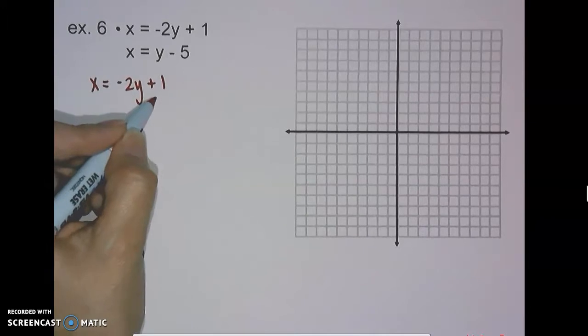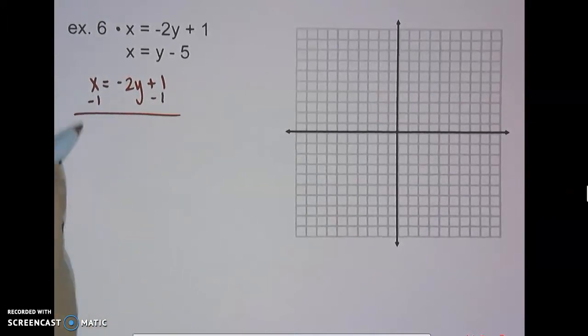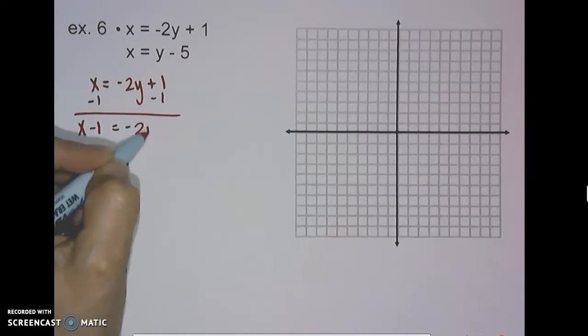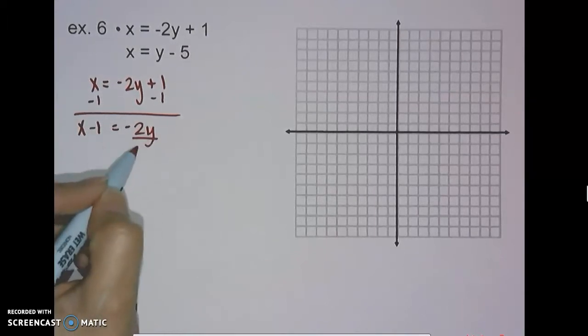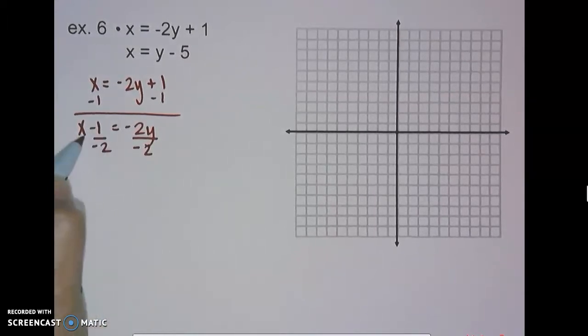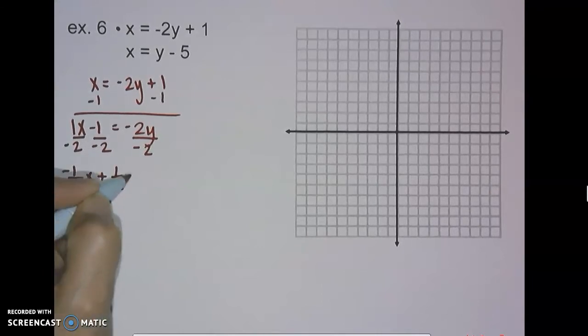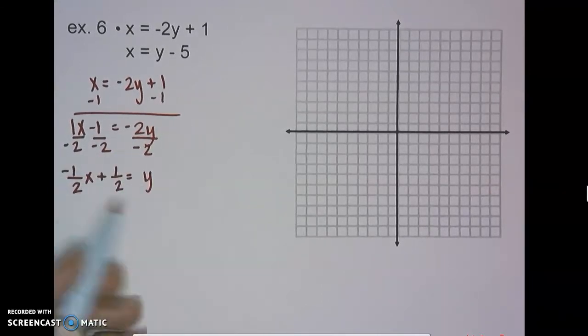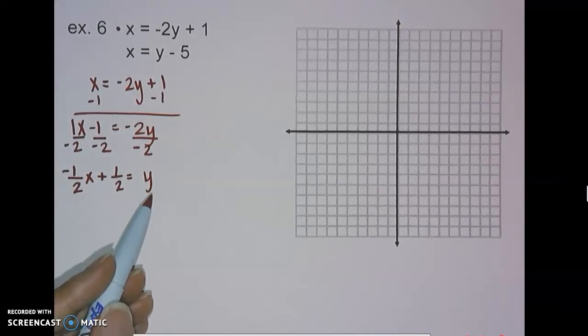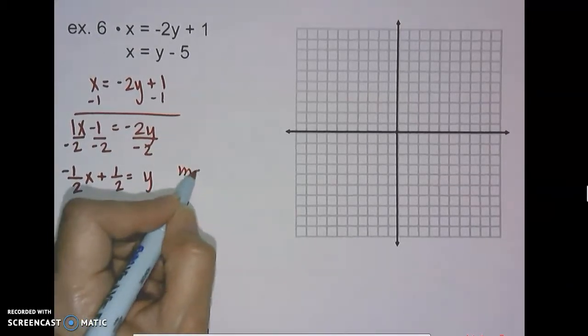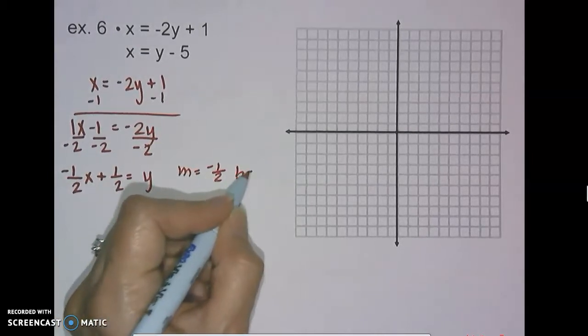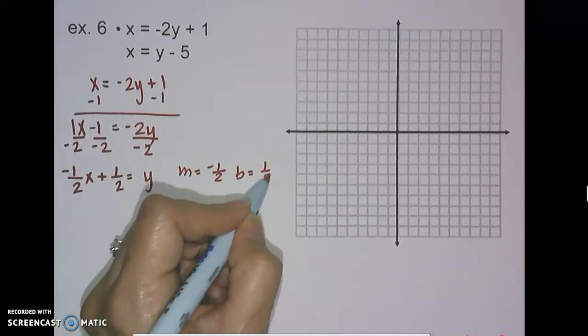So in this case, we're going to move the constant, and it doesn't matter if x is by itself on the left or on the right. And then we're going to divide each term by -2. Now, what number's in front of this x? That's a 1. Okay, so this will be -1/2 x plus 1/2 equals y. Y is still by itself. It doesn't matter if it's on the right. Okay, so here our m is going to equal -1/2, and our b is going to equal +1/2.